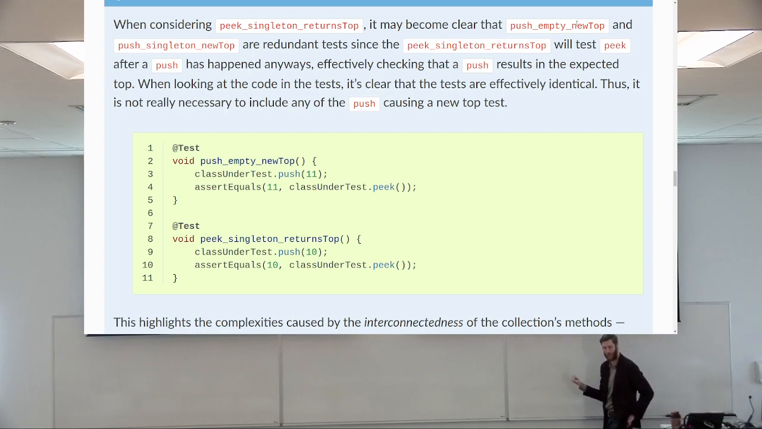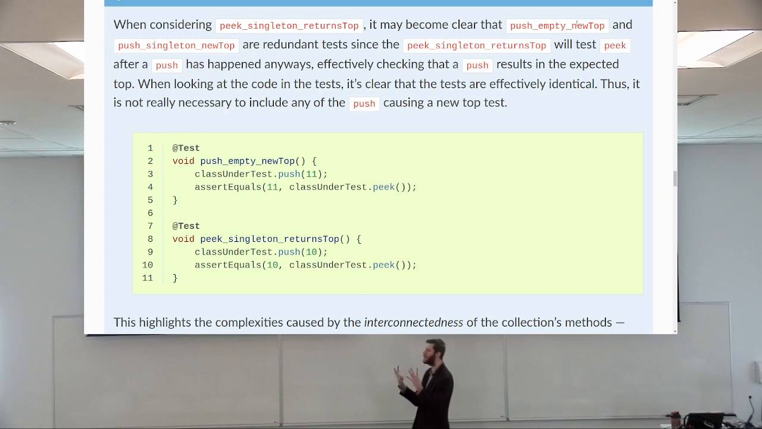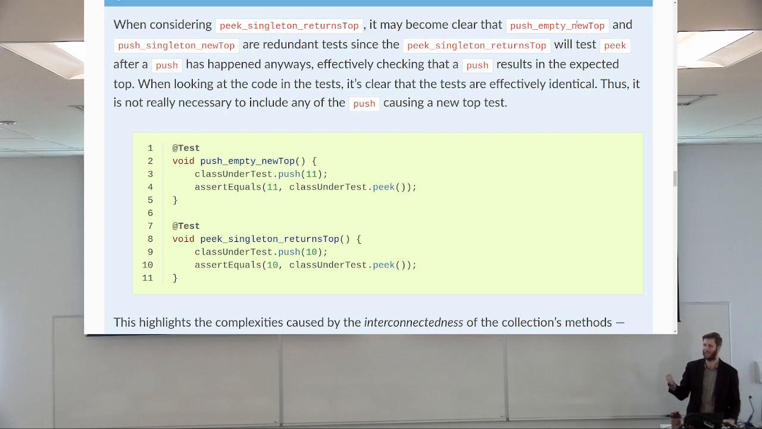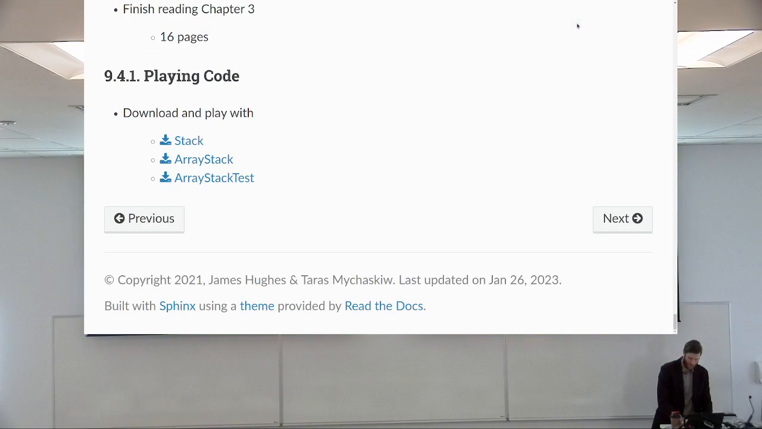And this is really also the consequence of all of these methods being so interconnected that you really can't test one without the other. So they both test the same thing. So for consistency, I got rid of the push, empty, new top. And same with push, singleton, new top, because the many case would also do that same thing. Cool. So that was just a note on the collections unit tests.